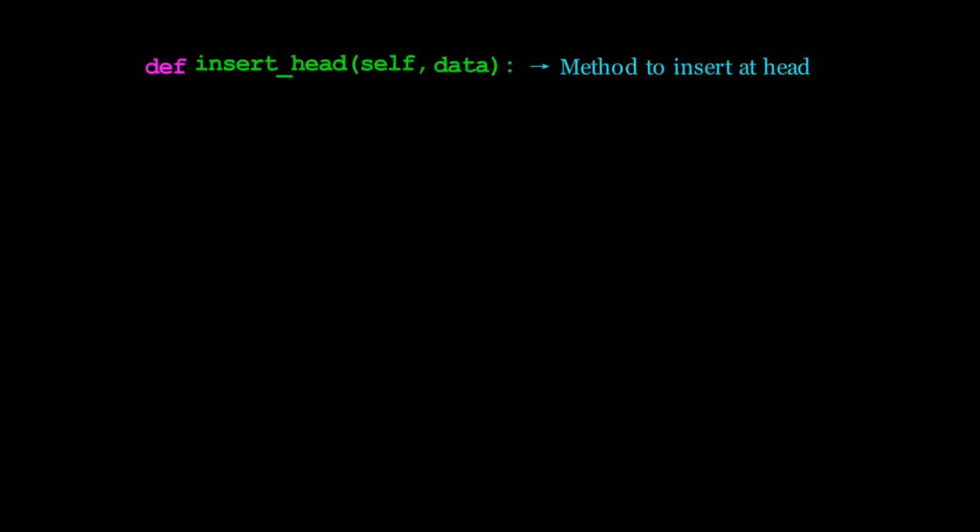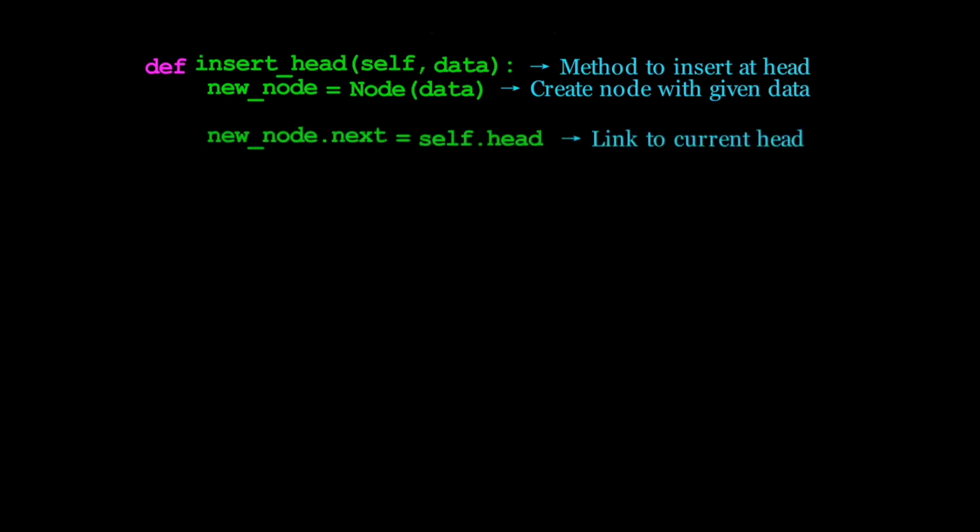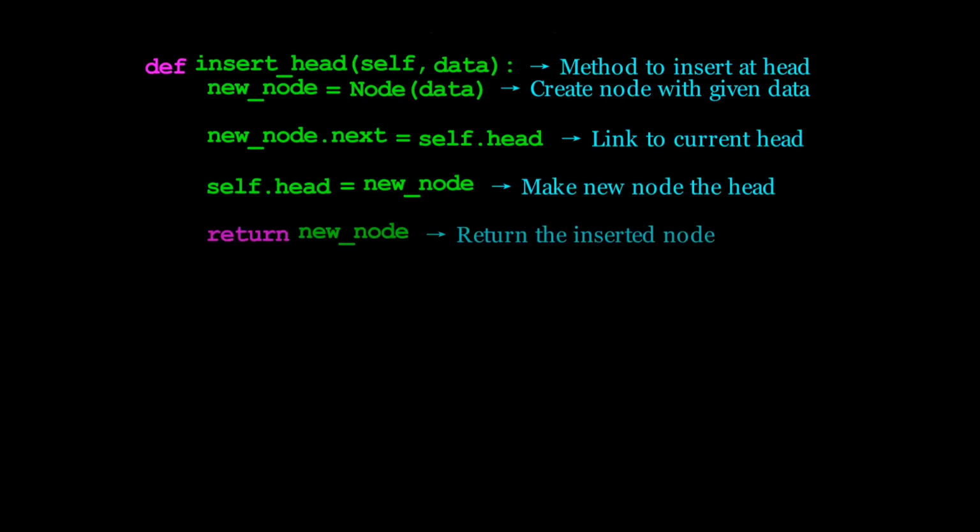Now let's look at the code implementation in Python. We will write a method called InsertHead that adds a node at the head of the linked list. First, we create a new node with the given data. Then we set the next pointer of the new node to the current head of the list. Finally, we update the head pointer to point to the new node. And that's it. The method returns the newly inserted node.